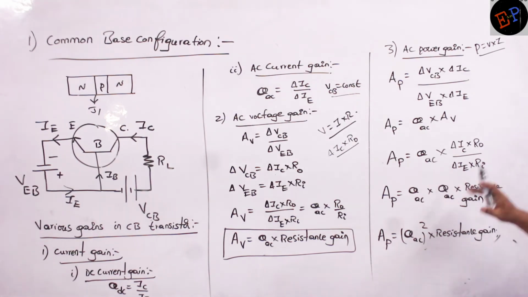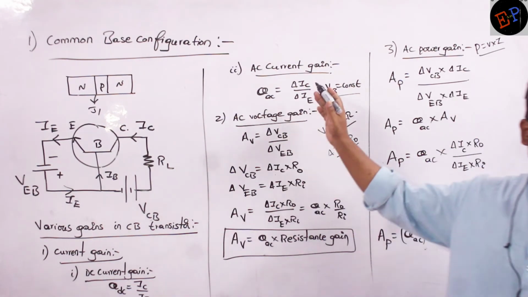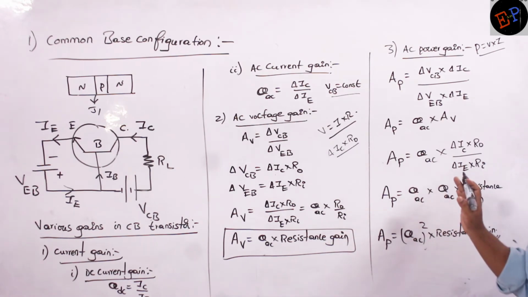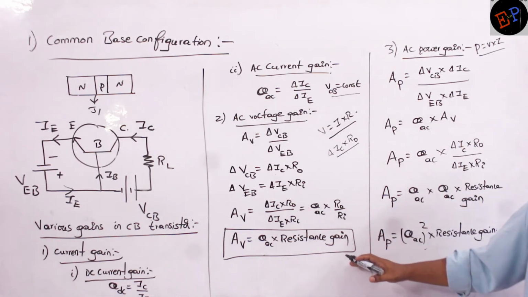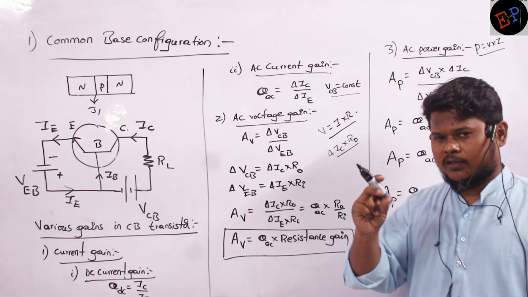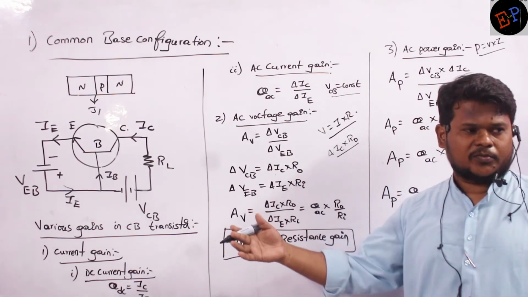So how many gains are we discussing? Current gain, voltage gain, resistance gain, power gain. Are you able to understand? And voltage gain is very large. You give a small input voltage signal, and you will get a very big output.